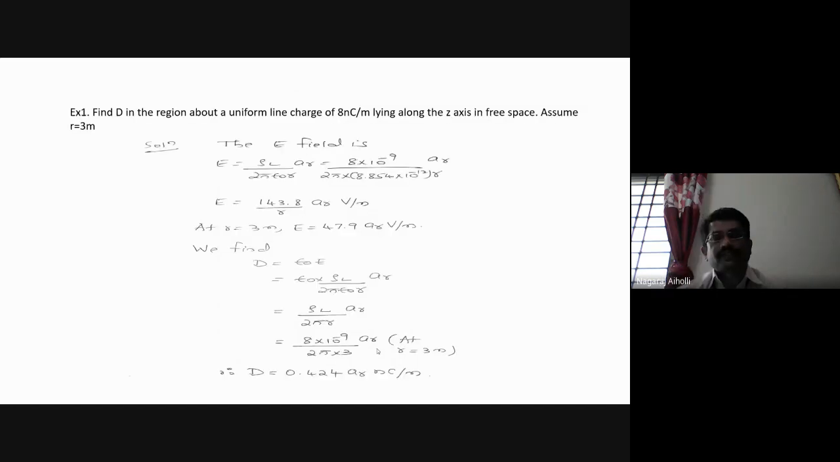Let us take this example, students. Let us solve this. Note down this example. Find D, that is electric flux density in the region about a uniform line charge of 8 nanocoulomb per meter lying along the Z axis in free space. Assume R is equal to 3 meters. Note down this example.